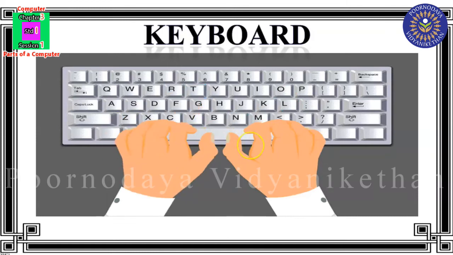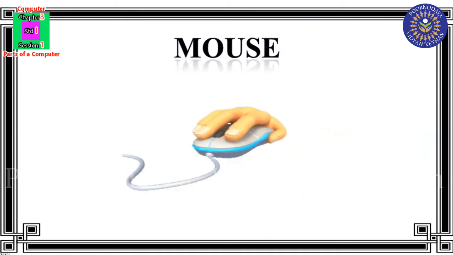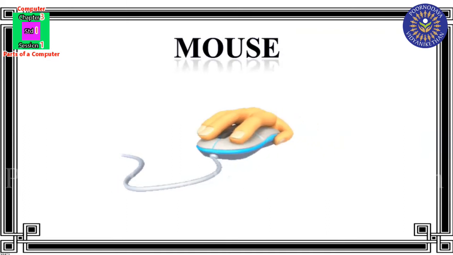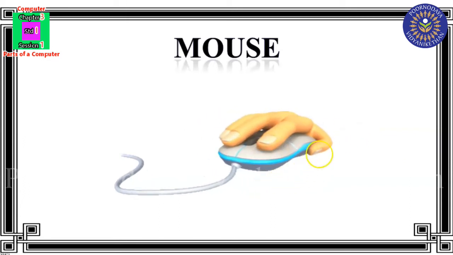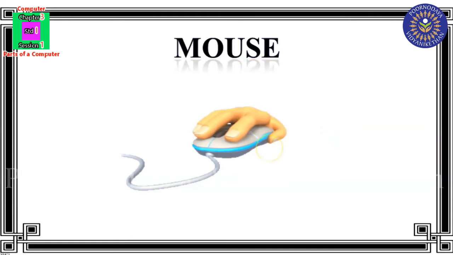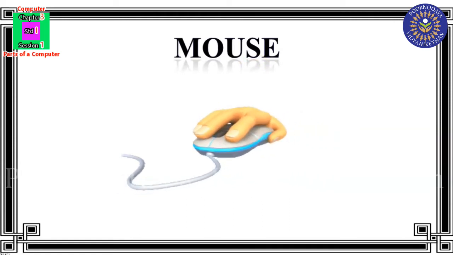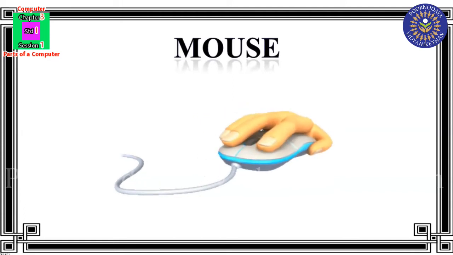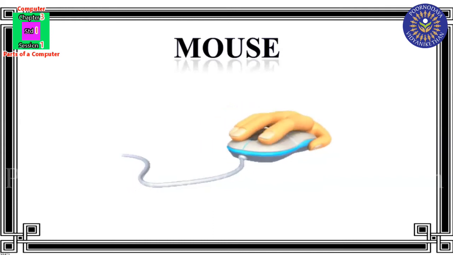So children, next part is mouse. It looks like real mouse. Mouse is the pointing device that is attached to a computer by a cable. Mouse helps us to point at and select objects, to draw and color pictures, and to scroll up and down on a computer screen. It has two or more buttons.